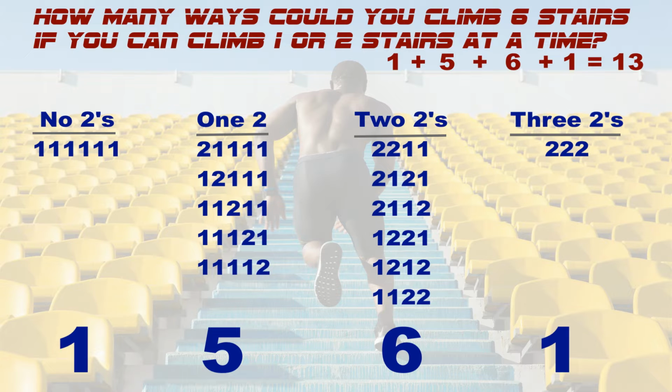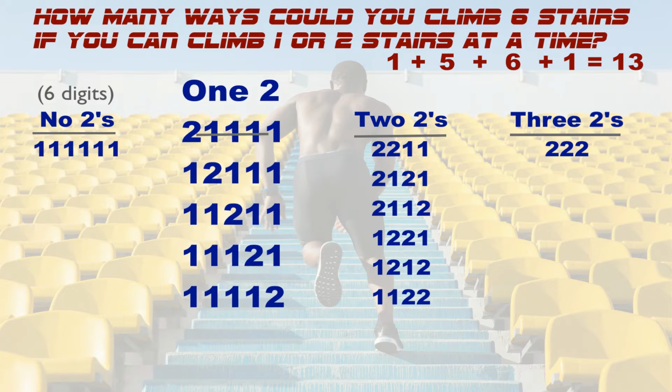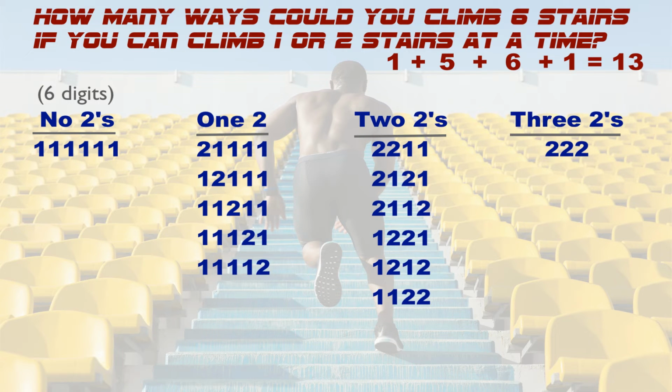But really the purpose of this easier question wasn't to get the answer, but to understand how to get the answer. So here you might notice that if you sum the digits of any of these elements, you get 6, which makes sense because it's 6 steps we have to get up, and that the element in the no 2s column has 6 digits in it, and as you move columns, each time you get an extra 2, you lose 1 digit because essentially you're trading 2 1s for 1 2. So the elements in the remaining columns have 5, 4, and 3 digits respectively.